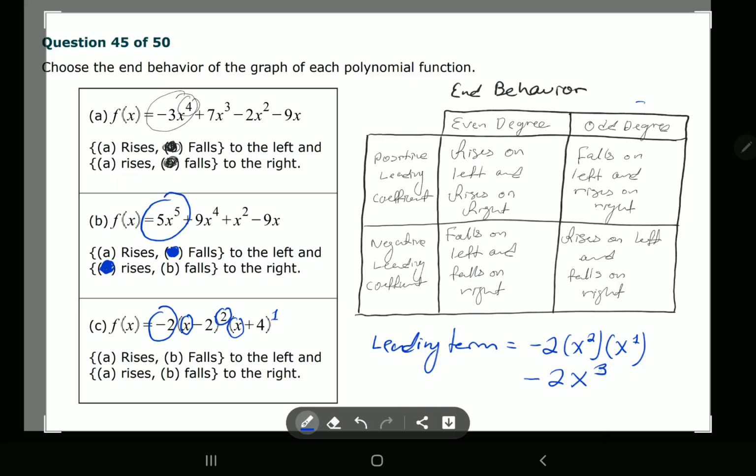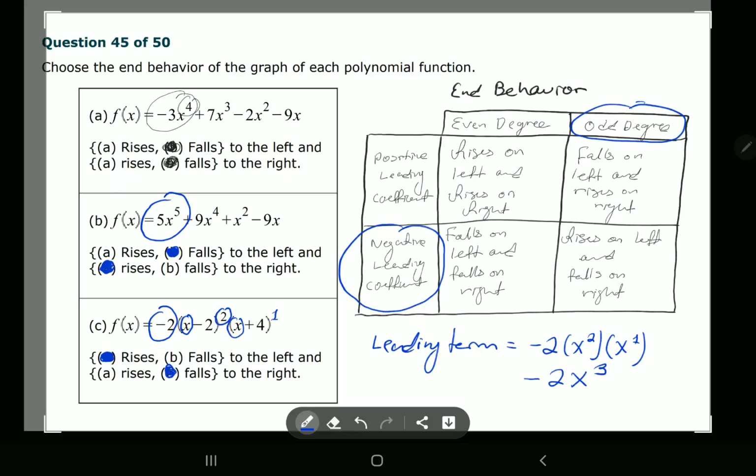Once again, my degree is going to be odd, but this time I have a negative leading coefficient because 2 is negative, which means my end behavior is going to rise to the left, and it's going to fall to the right.